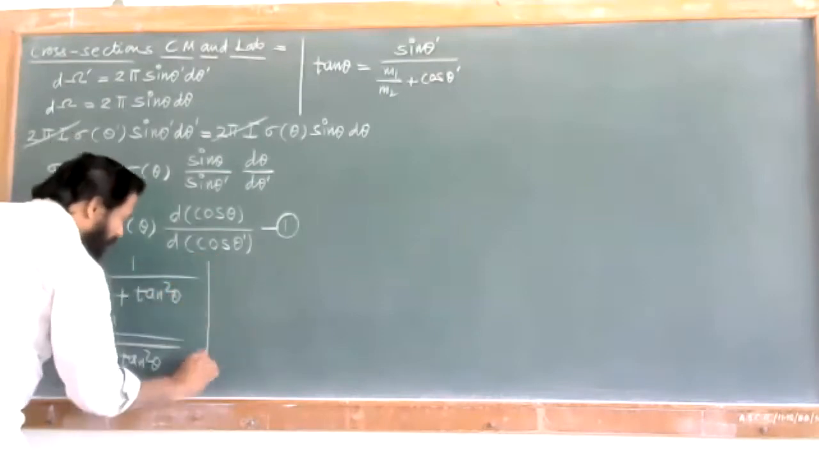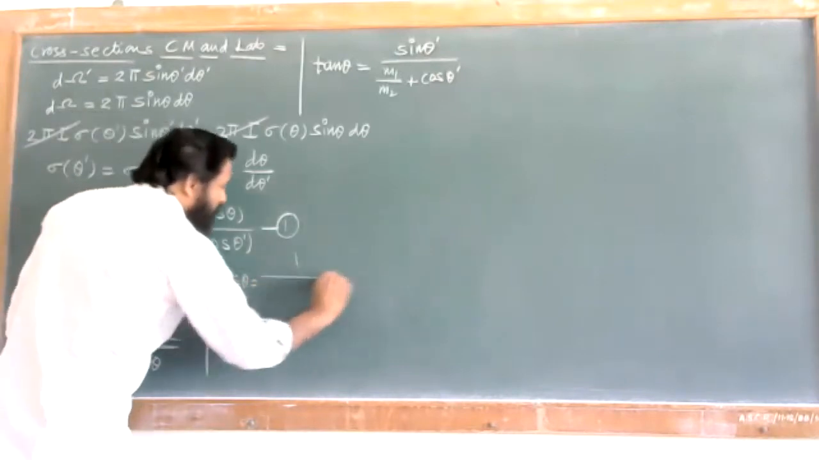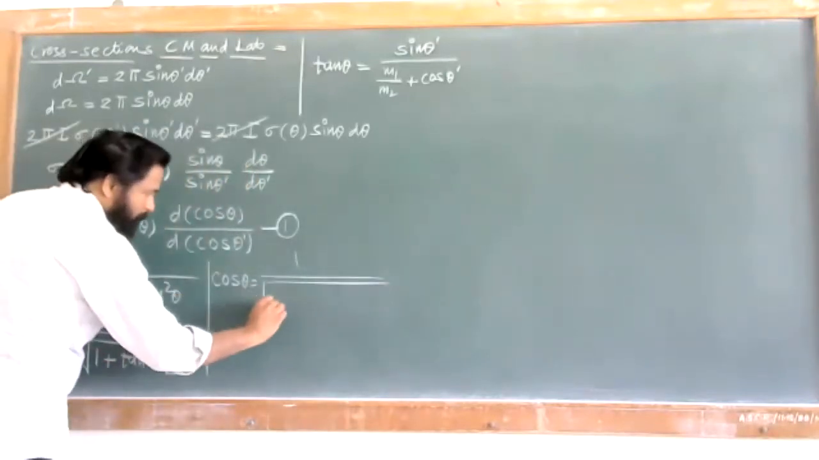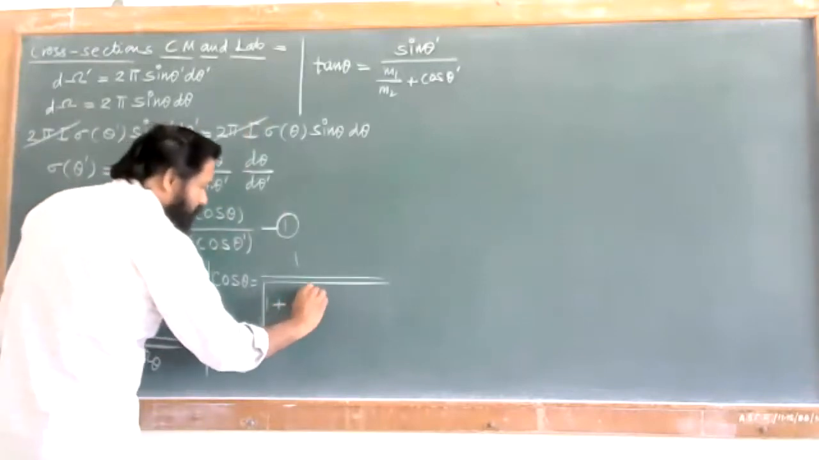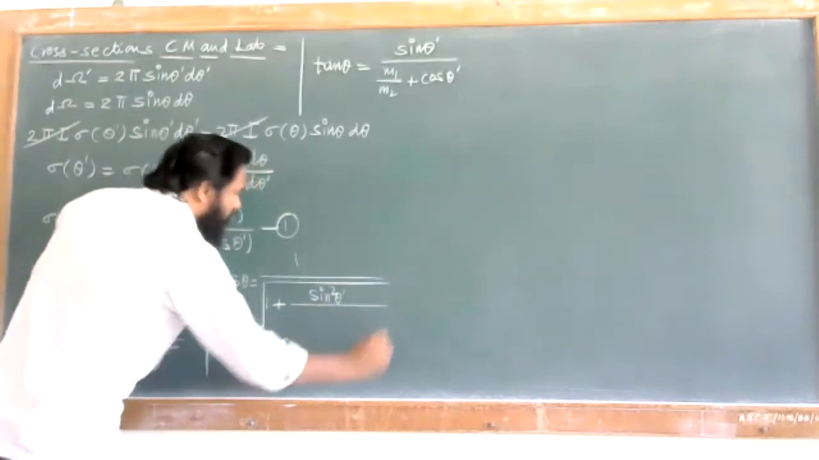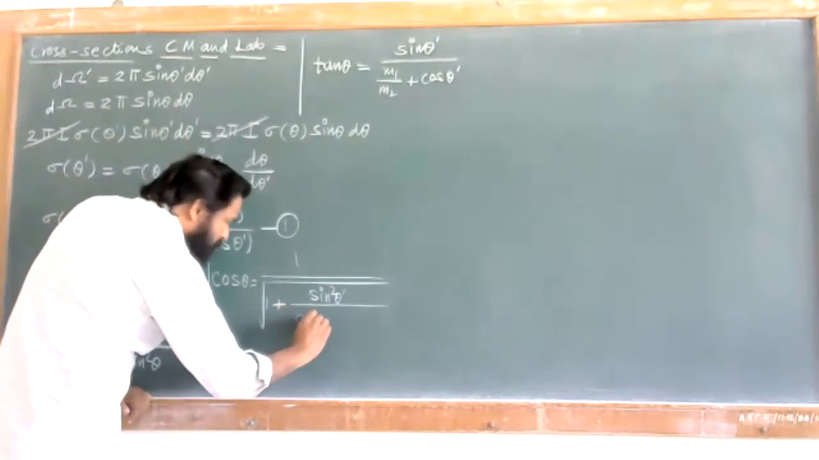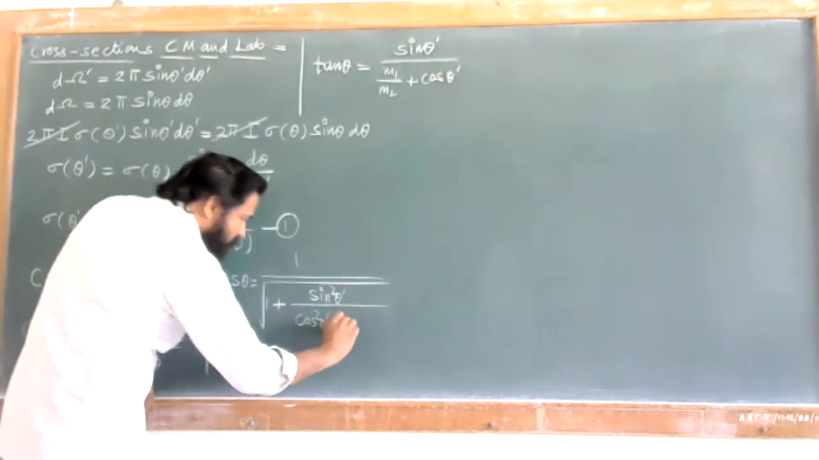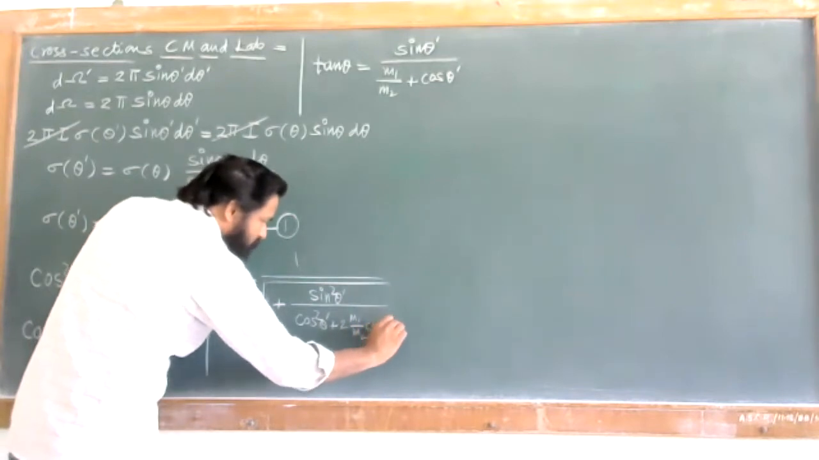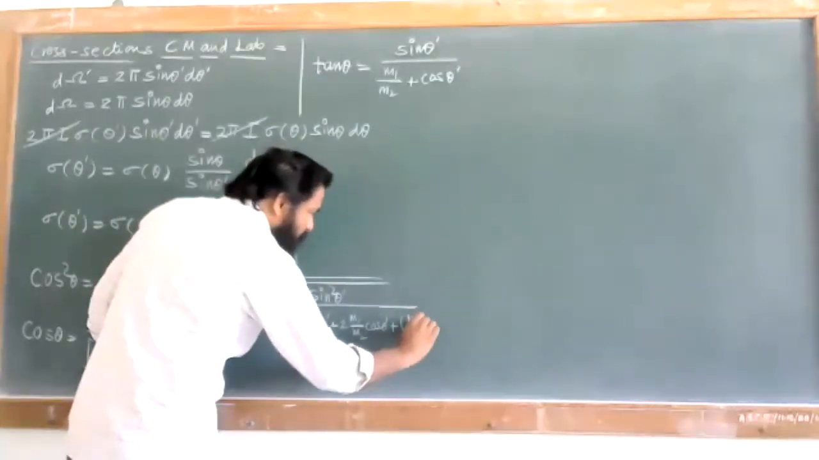So I'll have a term, that is cos theta is equal to 1 divided by the square root of, what is the term? 1 plus the value of this, that is nothing but sin square theta dash, divided by the square of this term. So the square of that term is nothing but cos square theta dash plus twice m1 upon m2 into cos theta dash plus m1 upon m2 bracket square.